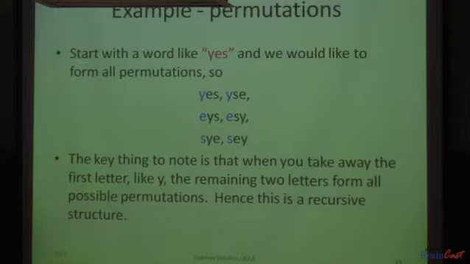Here's an example with permutations, and if you tried to write this code without recursion, you can do it, but it's just a logistical nightmare. Okay? The code with recursion is so much more elegant and easy to follow. So what is a permutation? A permutation is literally just a rearrangement of elements.